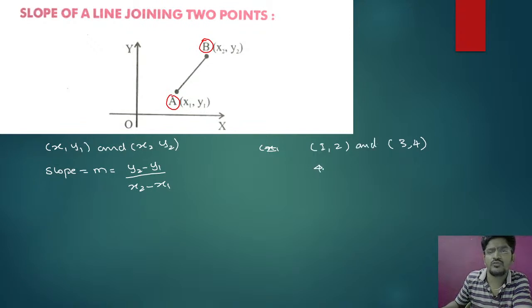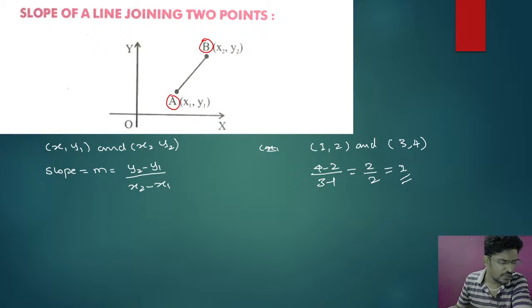That will be 4 minus 2 divided by 3 minus 1. So that is 2 divided by 2, that will be equal to 1. Okay. So therefore, if slope is 1, quickly can you tell me the angle made by the line with x-axis?